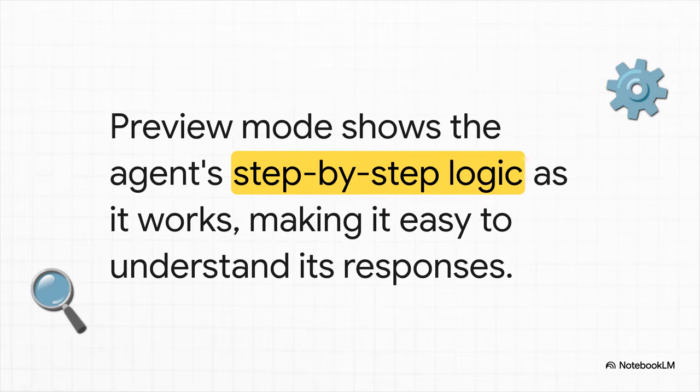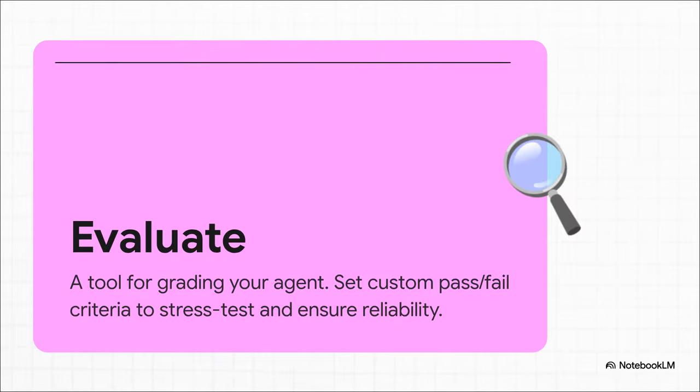Now, the evaluate feature, this is where you really make your agent tough enough for the real world. This isn't just about testing if it works, it's about stress testing it. You can set up your own pass-fail rules, like the agent must always be polite, or the agent is not allowed to make up facts. The system then runs tests and grades the performance, so you can be sure your agent is reliable before a real user ever talks to it.